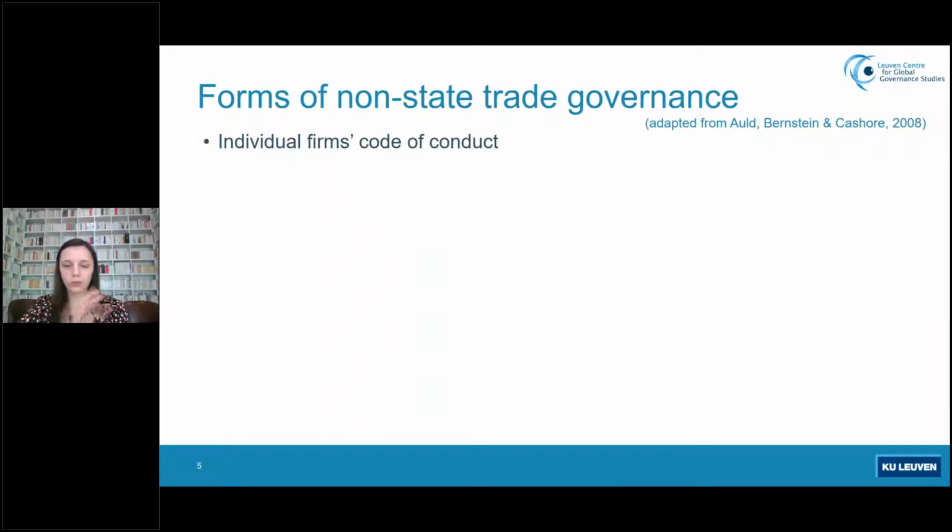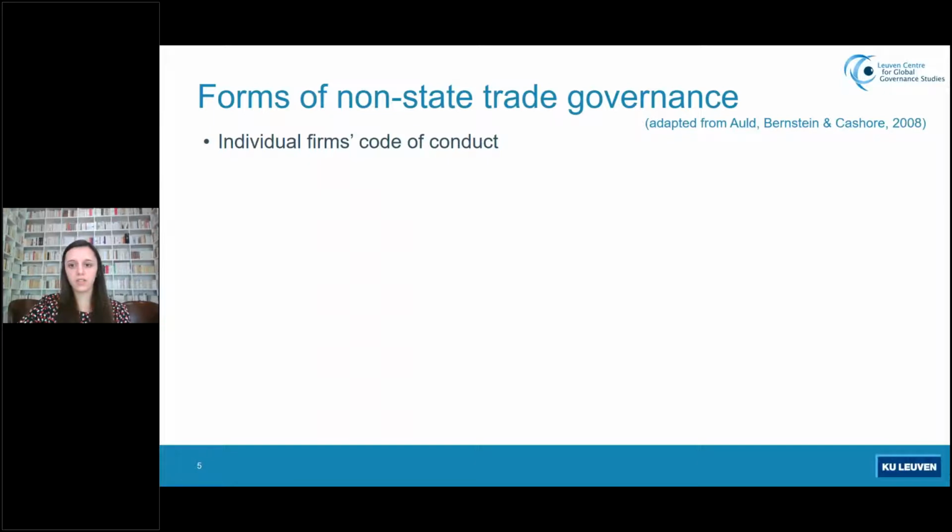And I will not cover everything that they say in their paper, but I will cover the main and the most interesting forms of non-state governance. But if you are interested in learning more about that, of course, I encourage you to read the paper. The references are on the last slides that I will put online on Toledo.